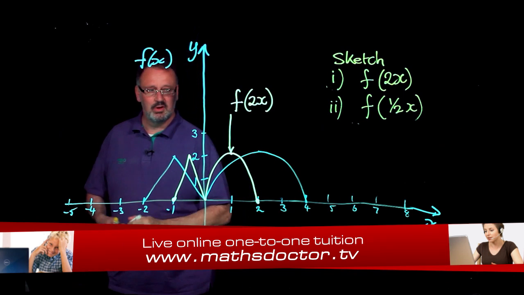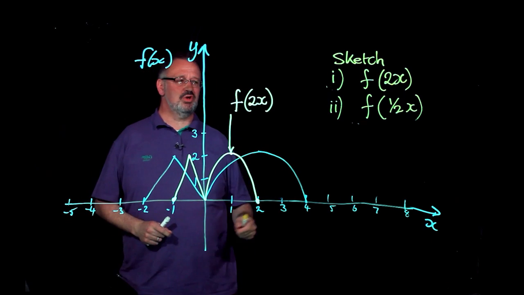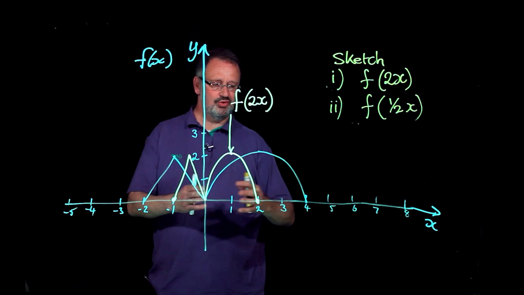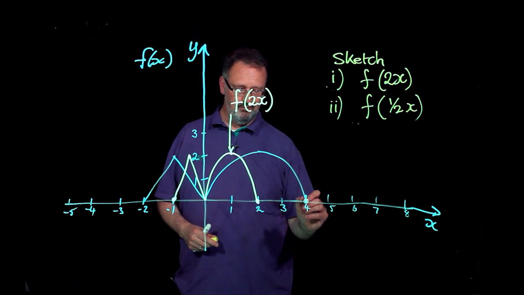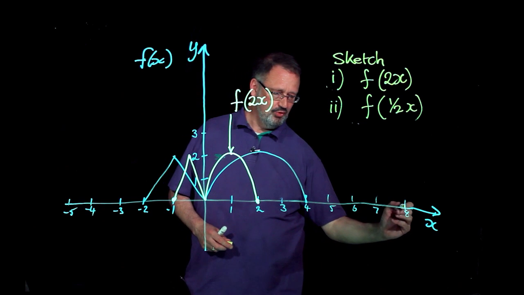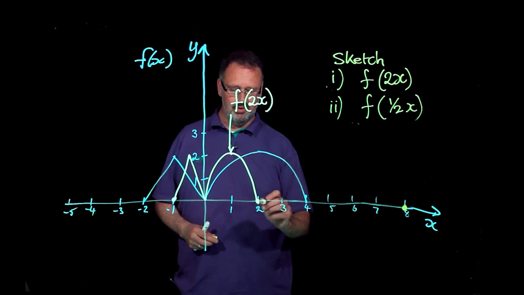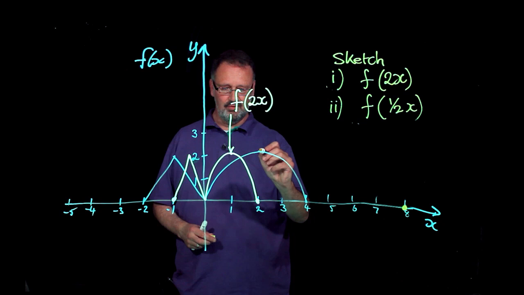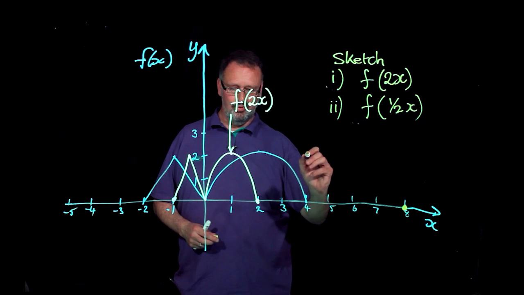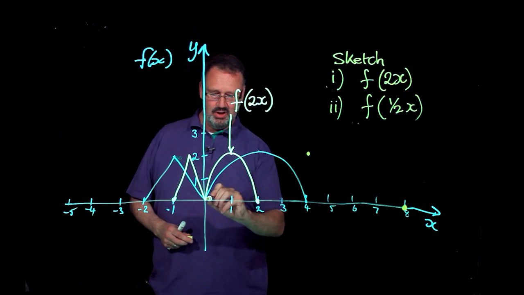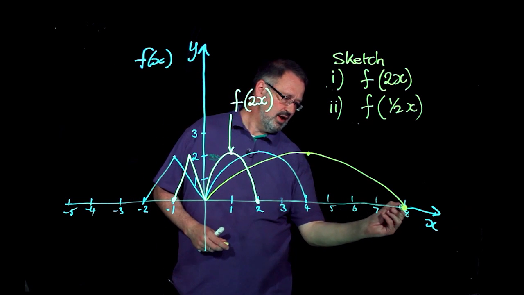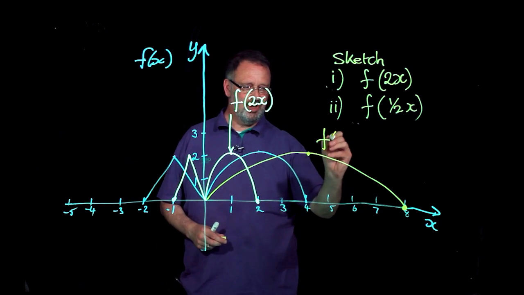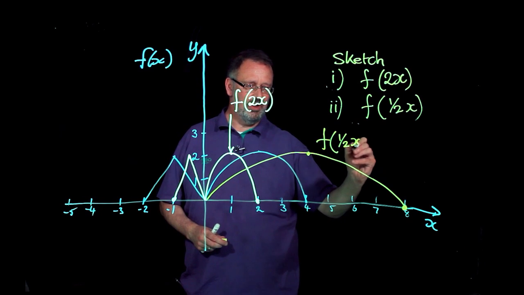2x. For the second part of the question, f of half of x stretches it by a factor of 2 in the x direction. So this point here of 4, 0 moves to 8, 0. The peak here of this section of the curve, 2, 2, moves to 2, 4. And the curve sort of stretches out here. So this becomes f of a half of x.